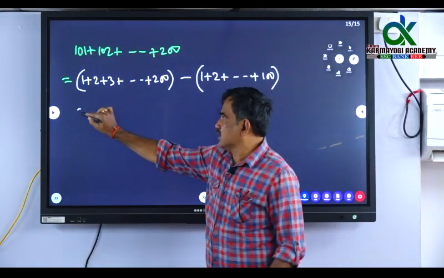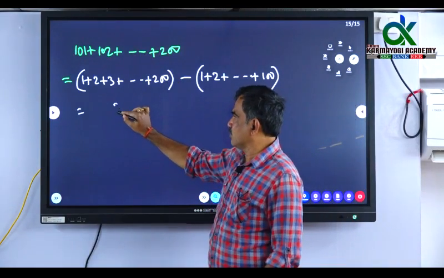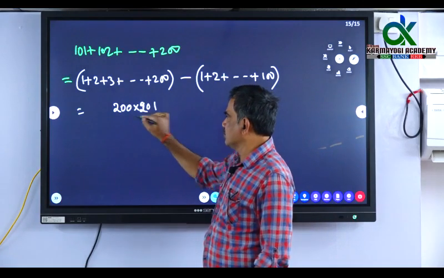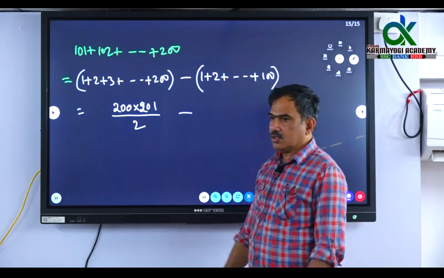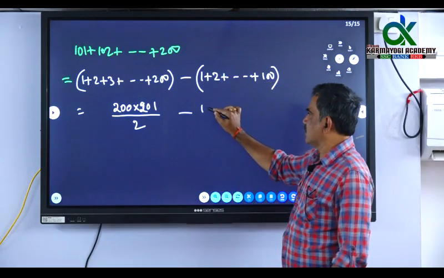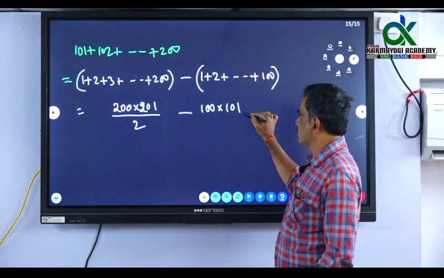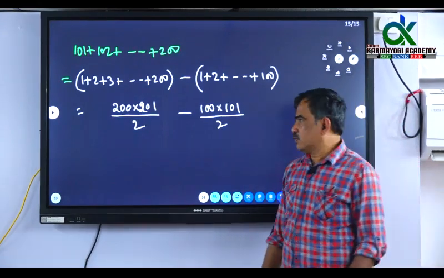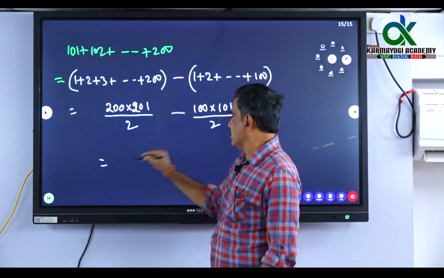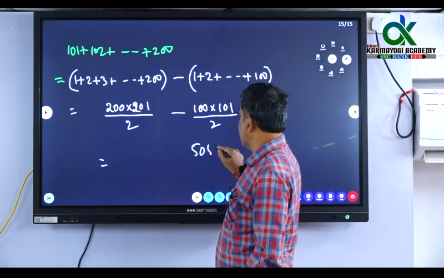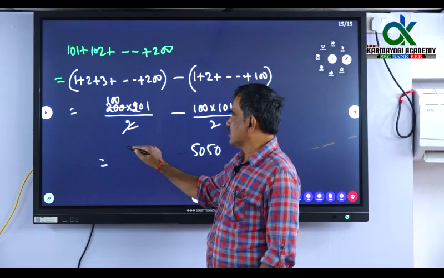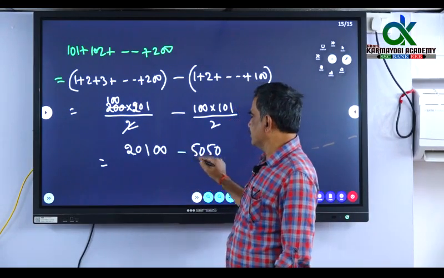So therefore the formula is n into n plus 1 by 2, 200 into 201 by 2. Here the sum of 100 natural numbers is nothing but 100 into 101 by 2. Then what do we get here? Already you know this is nothing but 5050. Here 2 ones 200s cancel. This is 20100.